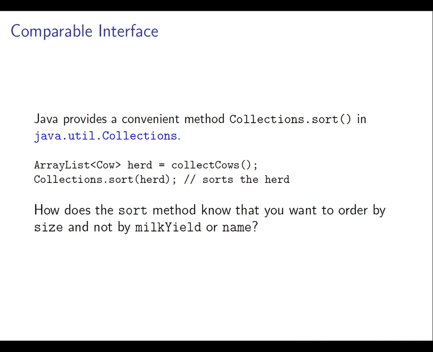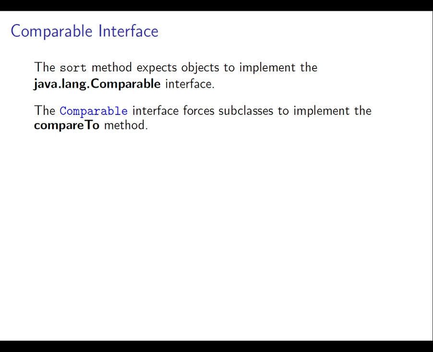How is the sort method going to know which of those different reasonable orderings you actually mean in this line in your code? Well, the sort method in the collections class expects objects to implement the interface java.lang.Comparable, and what that does is it forces subclasses to implement the compareTo method, and the compareTo method says how you compare objects.